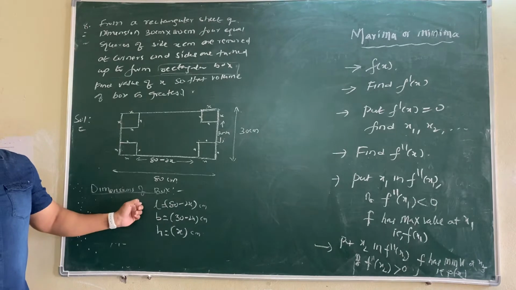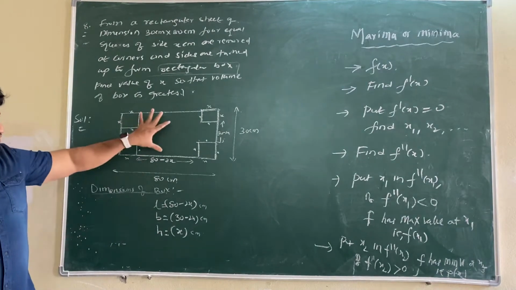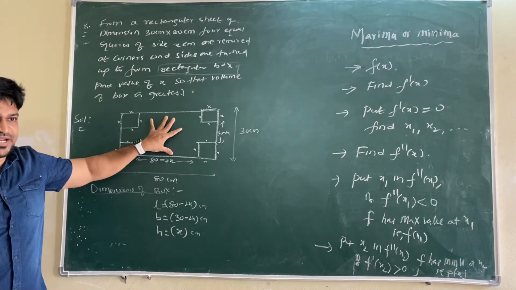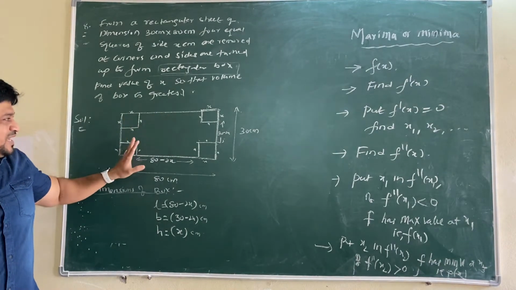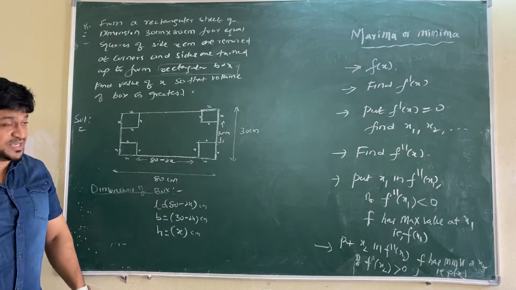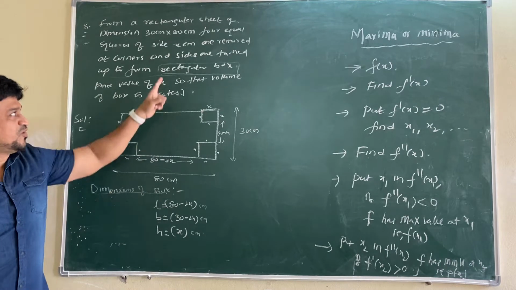Dimensions of a box we need: length, breadth and height, three things. From this rectangular sheet we are forming a box. Which box are we forming? A rectangular box. By removing x centimeter squares from all four corners, we are removing x square centimeters. Then we are turning this up to form a rectangular box.